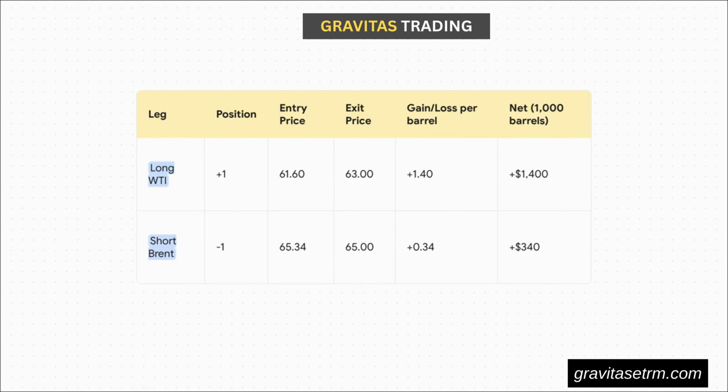And as you can see right here in the table, their prediction plays out perfectly. WTI's price pops up to $63, which means they make a profit of $1.40 per barrel. Now, at the same time, look at Brent. Its price actually dips a little to 65 bucks. And because they were short, meaning they bet the price would fall, that move also makes them money, a profit of 34 cents a barrel.